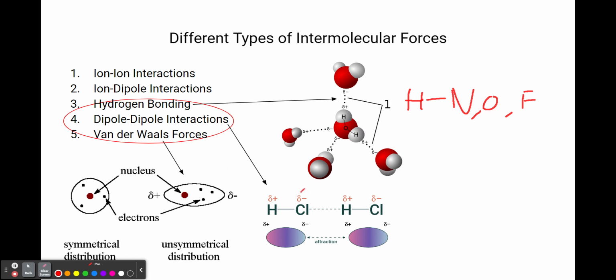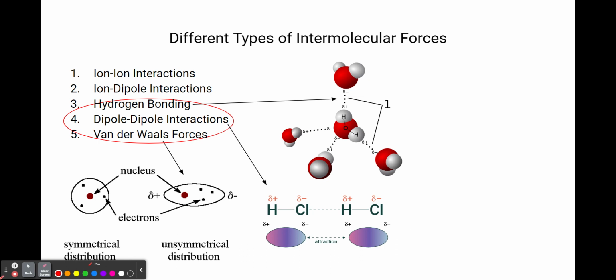And then dipole-dipole interactions are the interaction between a partial negative end of a molecule and a partial positive end of a molecule. And van der Waals forces is just an uneven distribution of electrons that induce a partial negative and partial positive end in an atom.